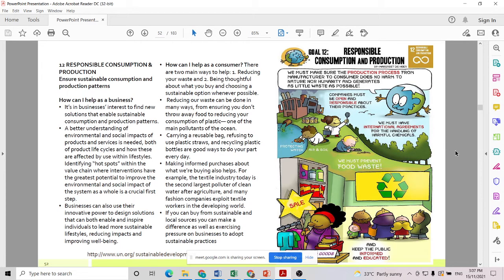Number 12, we have responsible consumption and production. What is meant by that is to ensure sustainable consumption and production patterns. So how can a business help? It's in business interest to find new solutions to enable sustainable consumption and production patterns. Which means that when you want to produce a product, you need to ensure your process in producing that product is in a sustainable condition, which means that you can reduce your waste.